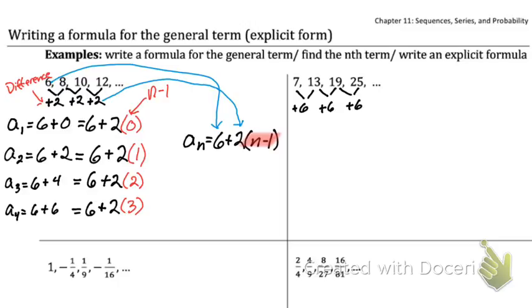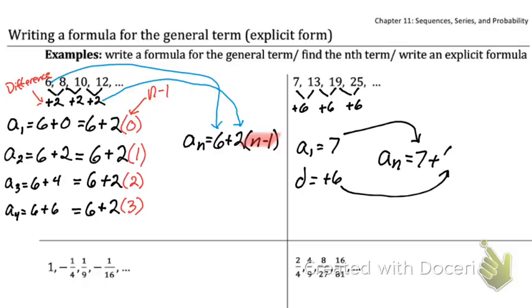Rather than doing that whole list, all I'm going to say is, well, my first term is 7. So my first term is 7. And that difference I was talking about, I'm just going to let a D stand for it, is going to be that plus 6. So we can go right ahead and write our formulas. A sub n equals this 7 plus this 6 times n minus 1.